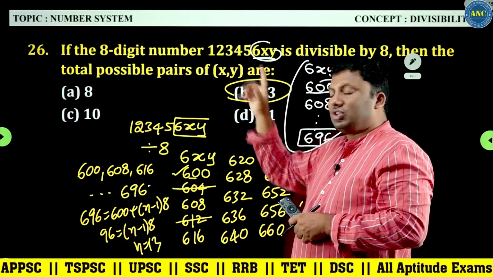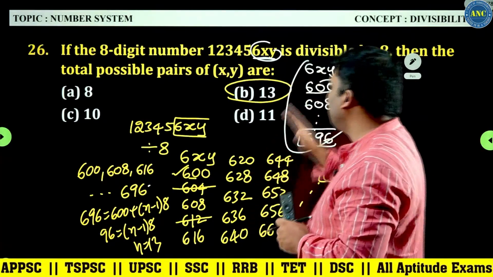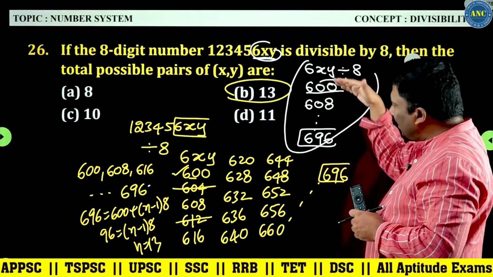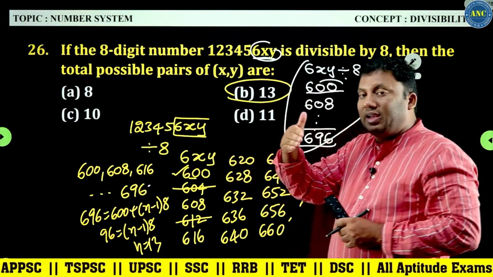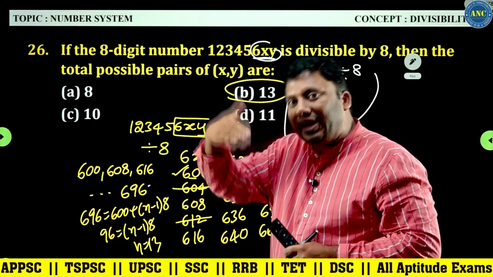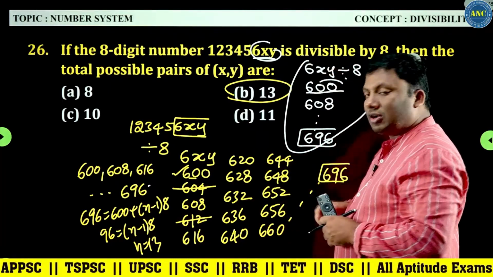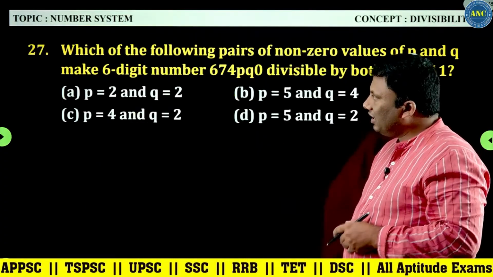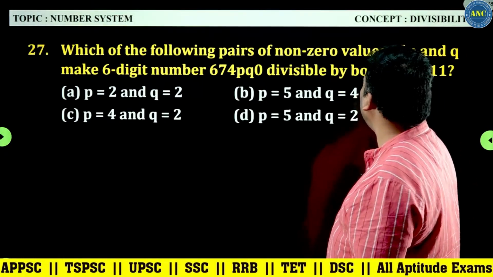Smallest last 3 digits divisible by 8 is 6xy. 600 is divisible. Next plus 8. Because if you get a number divisible by 8, if you add 8, the next number also will be divisible by 8. 600 to 696. Idea clear?